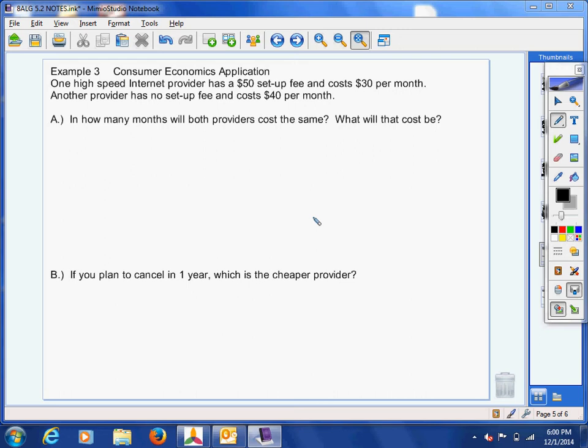Graders, it's Mrs. Thompson. We're going to do 5.2 example 3. We're going to apply all this knowledge we've learned about substitution, and we're going to apply it to a specific situation. So here's our situation.